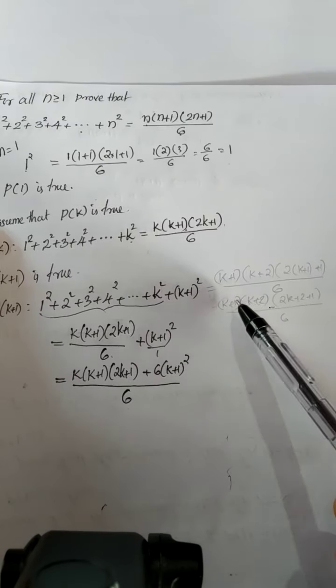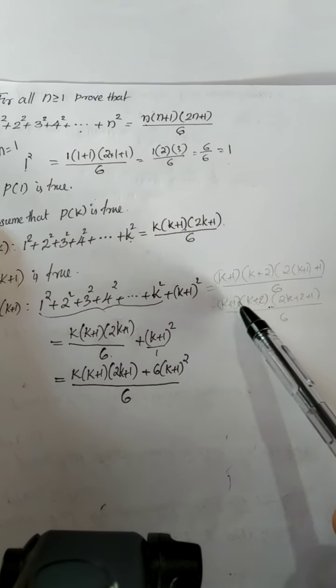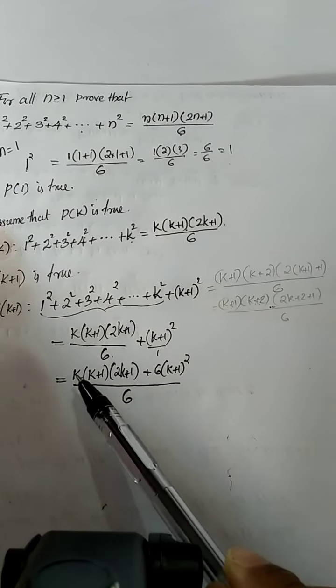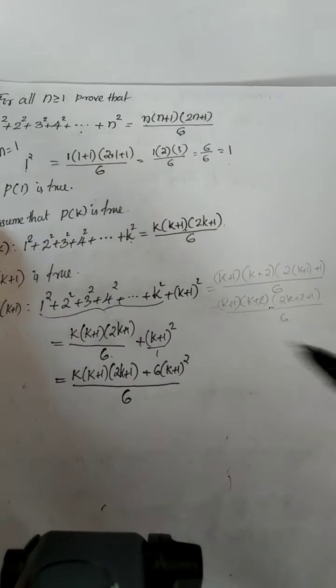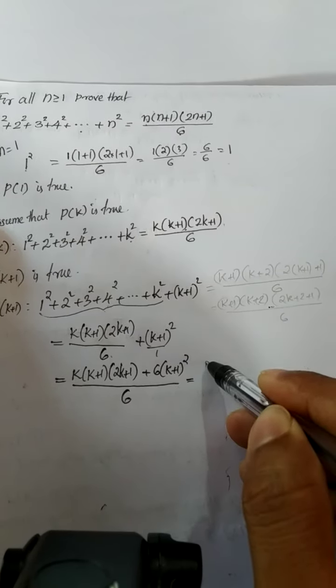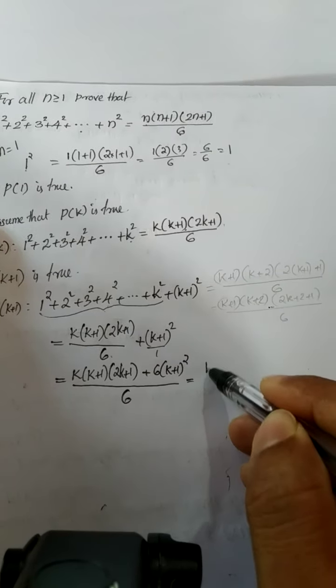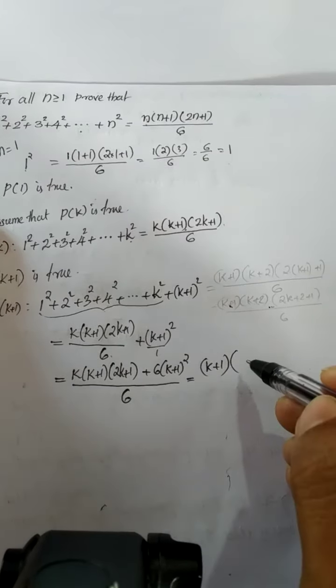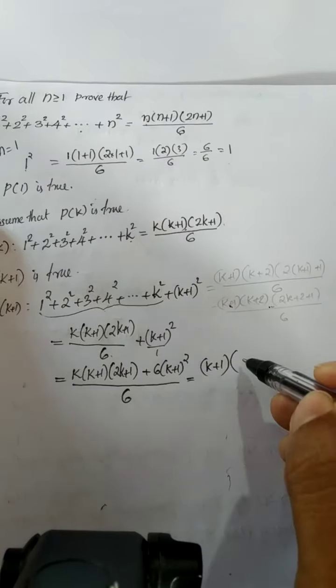So what we want to get is this one: here we have a k plus 1, a k plus 2 and a 2k plus 3. So by taking k plus 1 outside, because we want to get this equation, the remaining terms are: the first term, k into (2k plus 1), and the second term, 6 into (k plus 1), whole divided by 6.